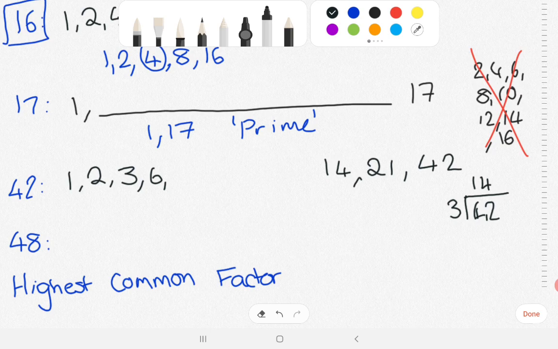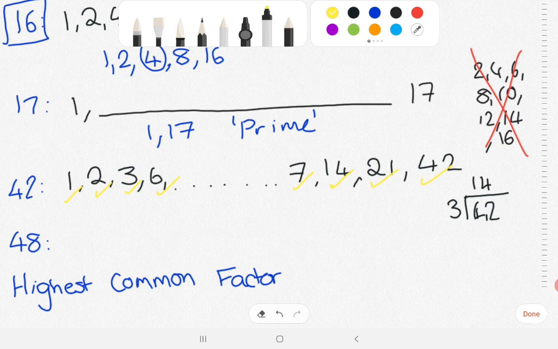6 times table: 6, 12, 18, 24, 30, 36, 42. Yes, now what was that? That was 6 sevens. And look, we can't go any further. The next number would be 7, but we've got 7 on the other side of our list. So we've finished our factor pairs. The factors of 42 are 1, 2, 3, 6, 7, 14, 21 and 42.